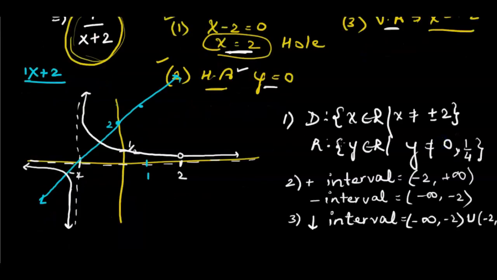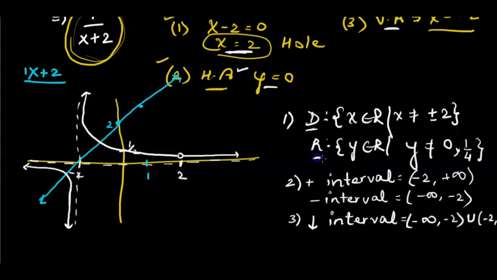Now, if you're asked to write down the characteristics of this white graph, then we would write down the domain as x element of R, where x should not be equal to plus 2 because at plus 2 we see a hole, so there is no value that exists for x at 2. And at minus 2, we see a vertical asymptote, so that is also a discontinuity. So x is not equal to plus 2 and minus 2. We can write it like this.